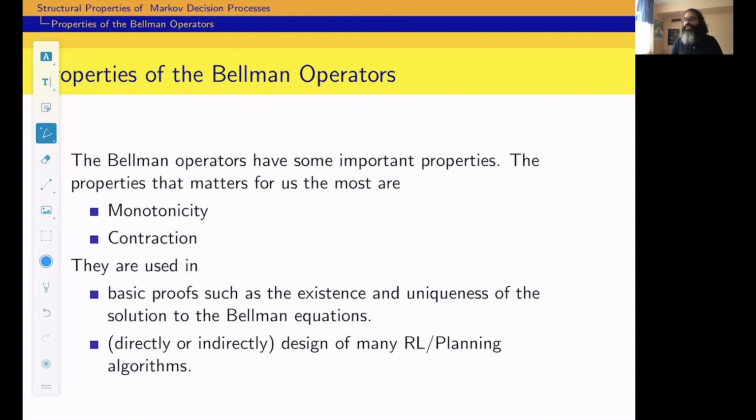So we use those. But also, when we design algorithms, some of the algorithms directly or indirectly benefit from these properties. For example, the contraction property, in order to design a procedure that gets us closer to the optimal value function. And I think we are going to see it soon.